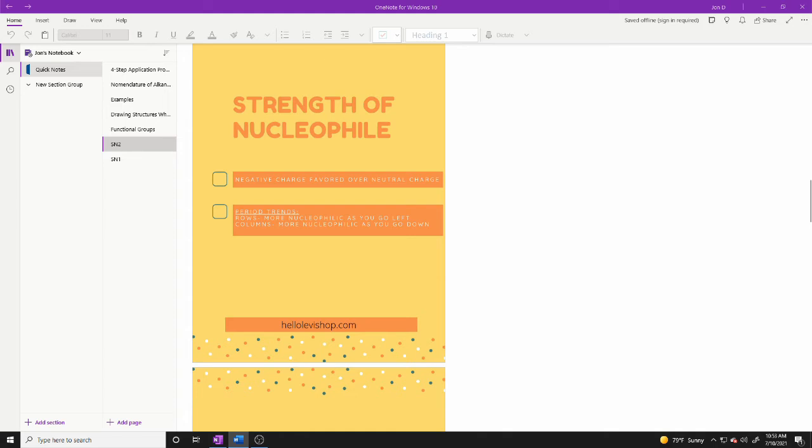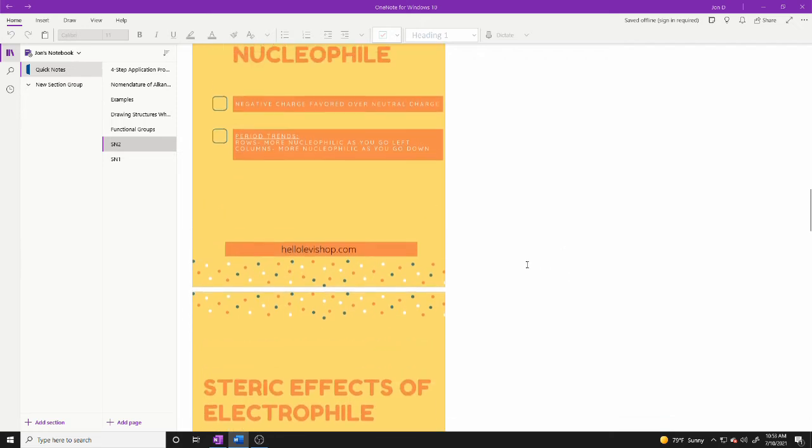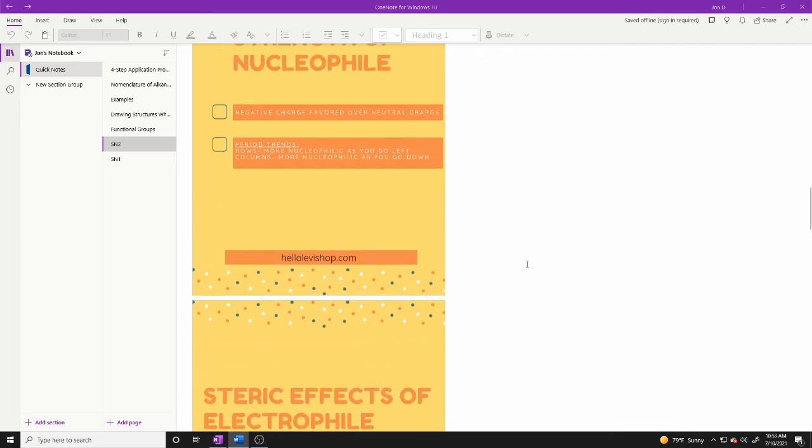So for the strength of a nucleophile, a negatively charged species is favored over a neutral one. For example, a base is a better nucleophile than its conjugate acid. So we can look at the example of hydroxide versus H2O, water. Hydroxide is a better nucleophile than water because it has an extra pair of electrons that can be donated to the electrophile, and it also contains a negative charge.